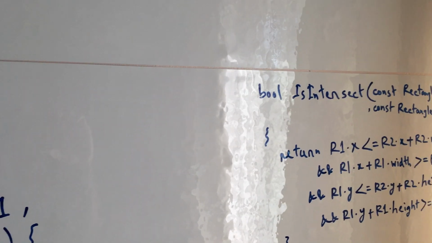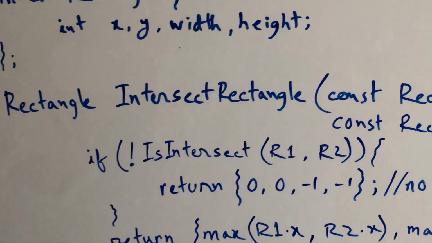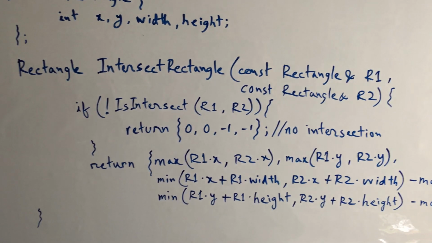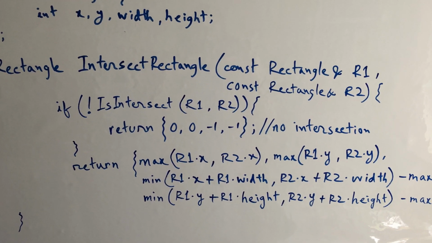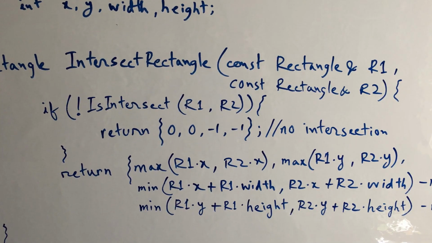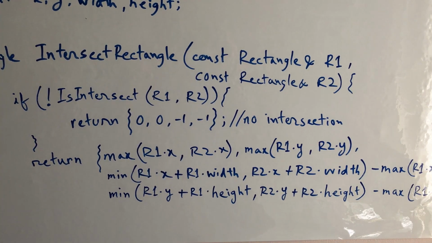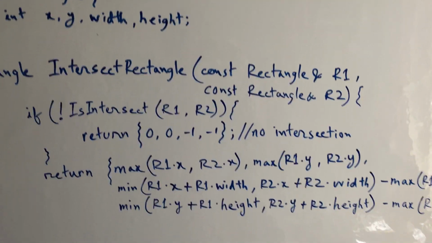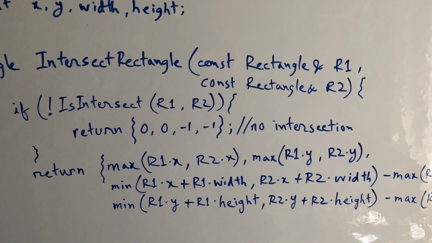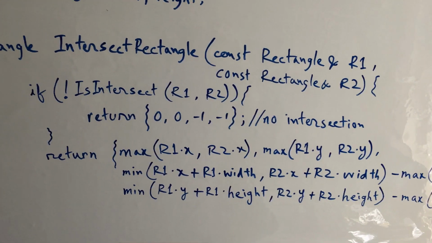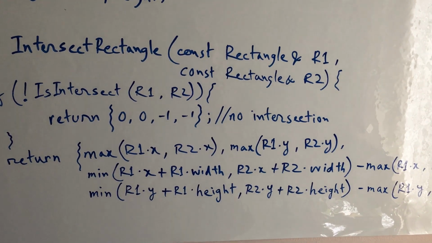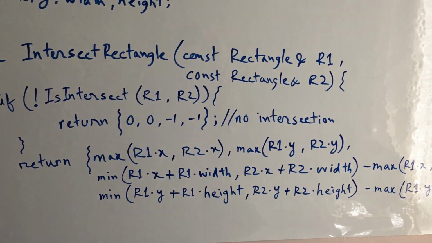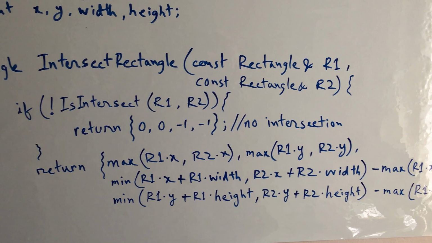Using that helper function, we have the operator function that will return whether the two rectangles intersect each other. If they don't intersect, then it will return some dummy values, like 0, 0 or -1, indicating that there is no intersection present between the two rectangles. Otherwise, it's going to return the coordinates of the rectangle intersection.